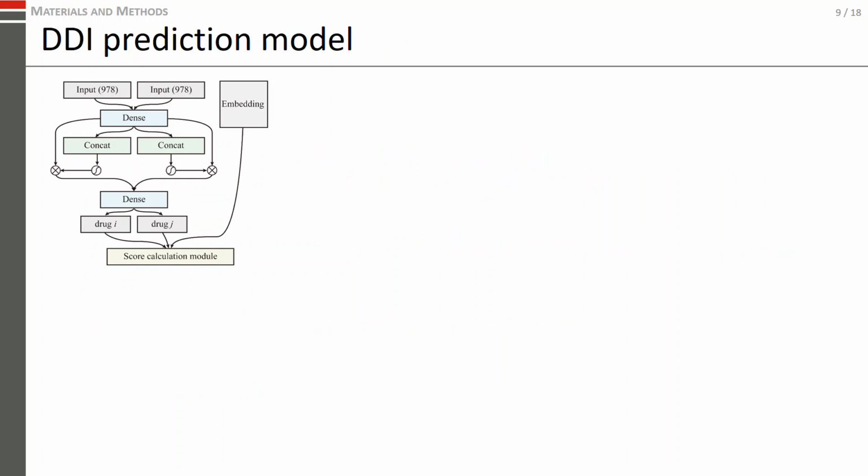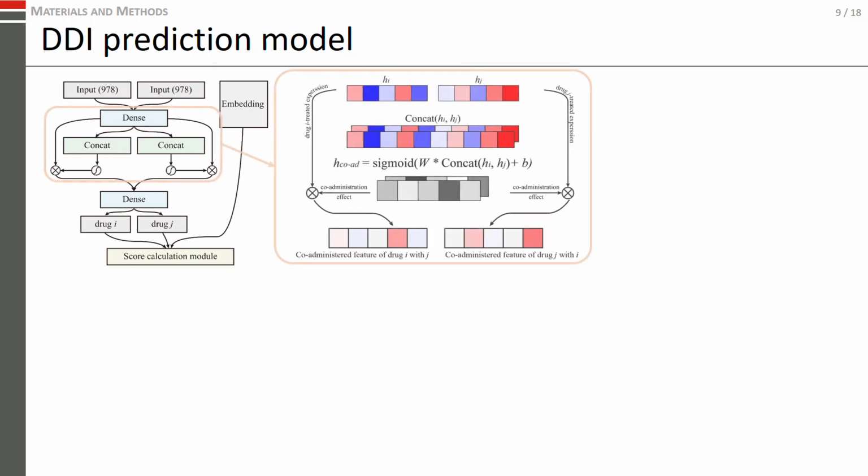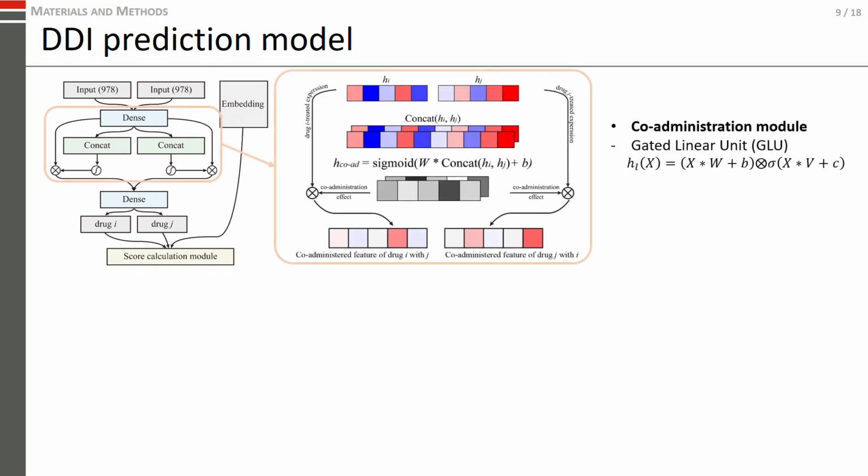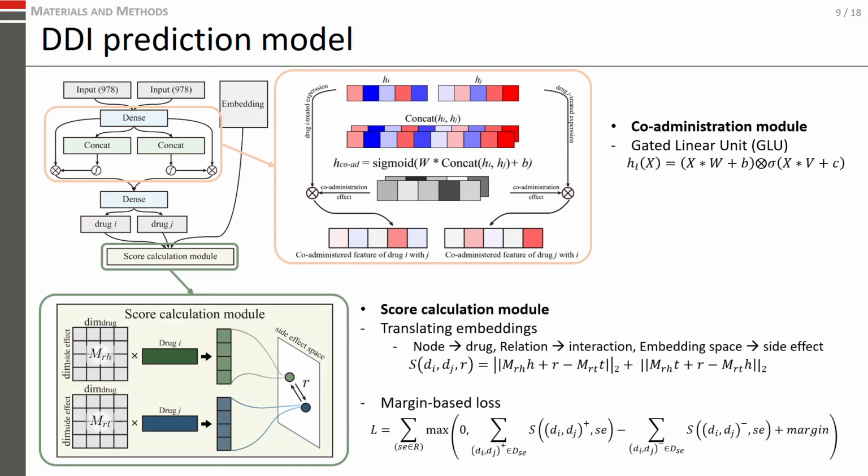The DDI prediction model is more complicated, consisting of 2 key modules. The first is co-administration module consisting of GLUs to control the information flow with the consideration of drug combination. In the score calculation module, I applied translational embedding method to make 2 related drugs to be close in side effect spaces. The score was defined as the distance between drugs, and then the margin-based loss made scores of positives and negatives to be distinguished.